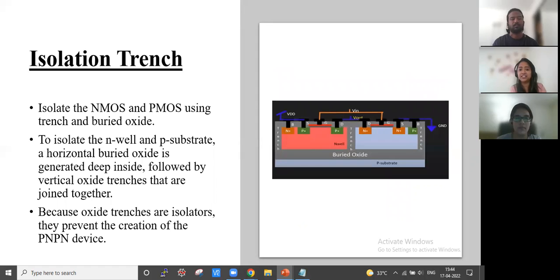Next, isolation trench. In this technique, NMOS and PMOS are insulated using buried oxide and oxide trench. A horizontal buried oxide is created deep inside, and vertical oxide trenches are created later and connected together to separate the N well and P substrate. The oxide trenches are insulators in nature, and so the oxide trench stops the formation of the PNPN device. A cross section is shown beside.